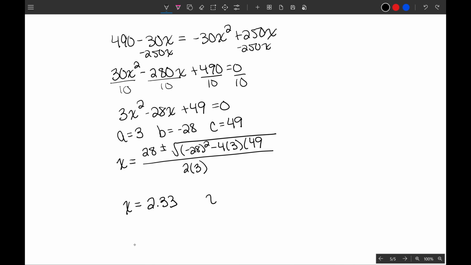2.33 and 7. Now remember, this is a cost. At what ticket price will the band make enough to cover the revenue? That's going to be between $2.33 and $7. So make sure that you refer to that as money, and you would round to 2 decimal places because when we talk about dollars and change, it does have 2 decimal places.